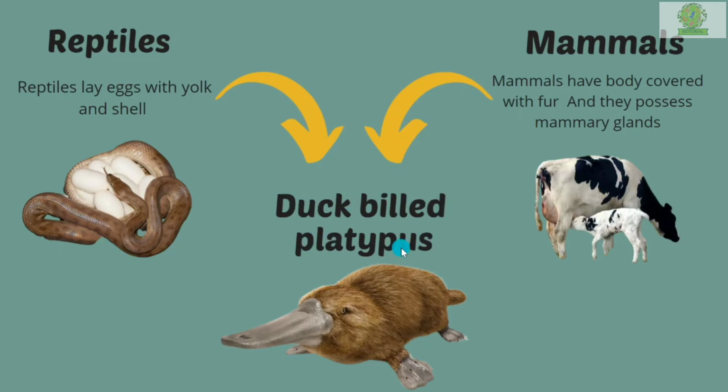This platypus lays eggs with yolk and shell, and it also possesses a furry body, just like mammals, and it also has mammary glands to nourish its young ones. So here we can say, because of the presence of characteristics of both reptiles and mammals, this platypus is a connecting link between reptiles and mammals.